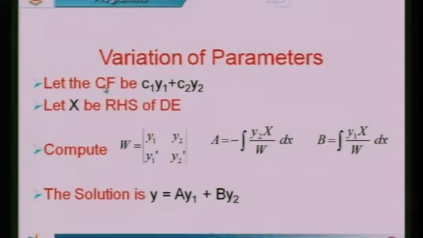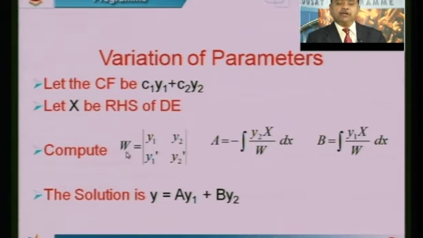So to solve those kind of equations, we have 2 special methods. One is called variation of parameters method, another is called undetermined coefficients method. So in the last class I have introduced the variation of parameters method. Just re-look into the working procedure. What I need, first you have to find the complementary function, let it be c1 y1 plus c2 y2. Then what is my capital X? It is the right hand side of the differential equation.